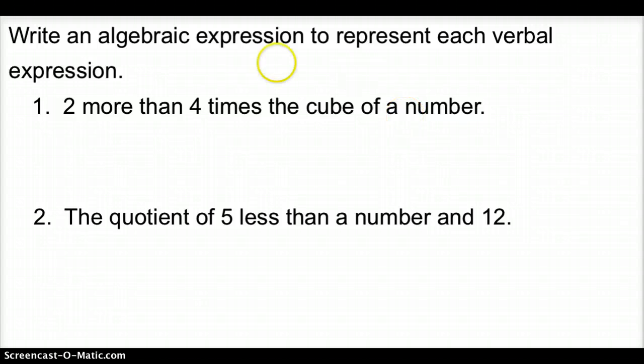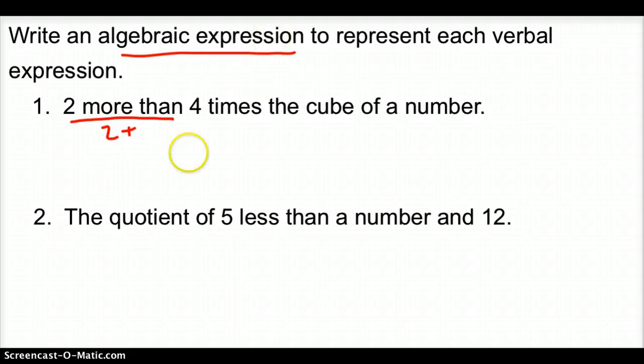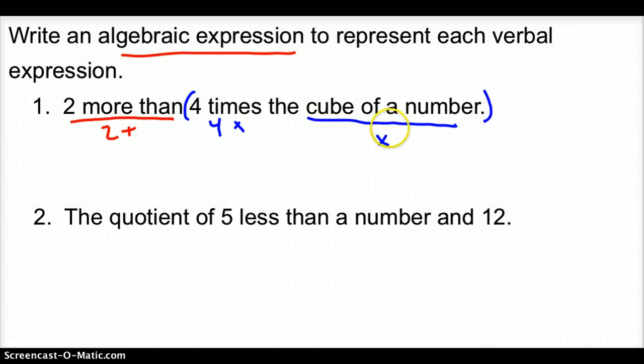Now let's write two more. Now we're going to write an algebraic expression to represent each verbal expression. So this is the verbal expression right here for number one. I'm just going to write an algebraic expression. Well, 2 more than means 2 plus. 2 plus what? Now we have 4 times the cube of a number. Well, 4 times means something along the lines of 4 multiply cube of the number. We go back to our last slide, we would find out that it's x to the third.